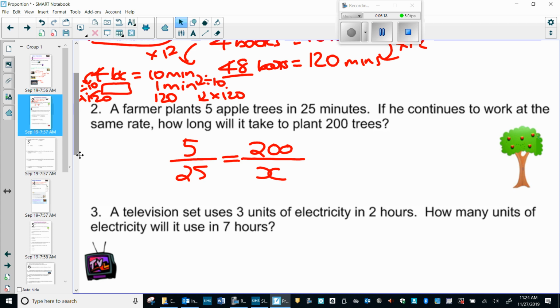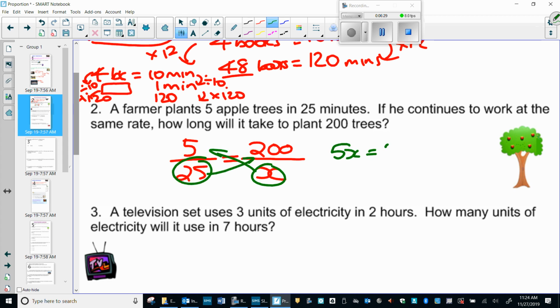Okay, so she set it up as an equation. Now we know fraction equals fraction. That's where we can do the cross multiplying. So this will come up here and this will come up here. So we've got 5x equals 200 multiplied by 25. And then x is that divided by 5. And you would get the same answer as if you had done it any of the other methods. Okay?